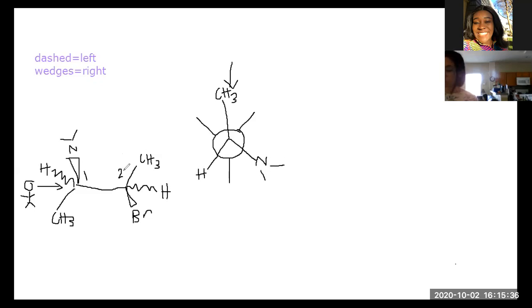And you'll do the same thing for this carbon. The bromine is on a wedge, my bad, so it'll go to the right. And remember, the circle holds the back carbon, so you'll put it on that. And then the straight line has the CH3, and the H is the dash, which goes on the left. So that's pretty much it.